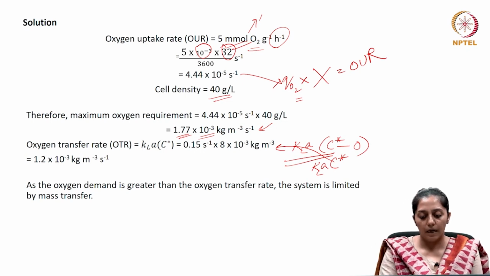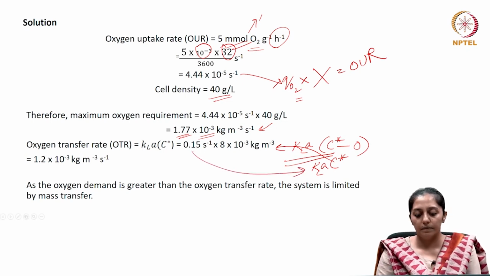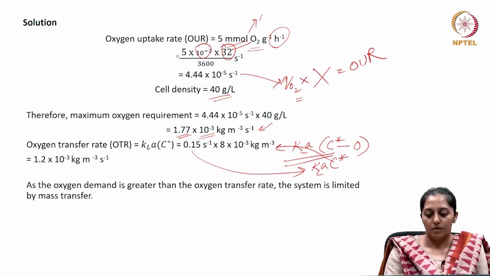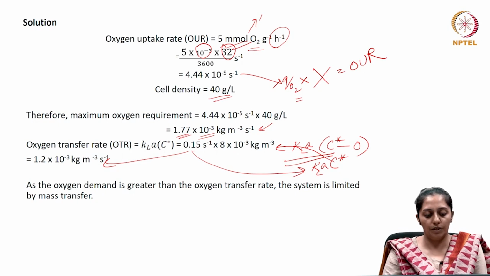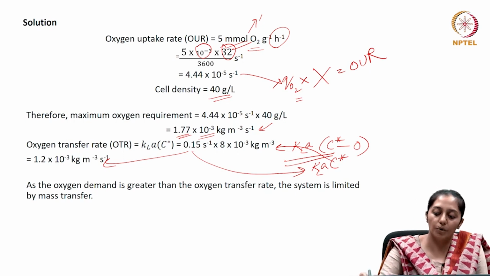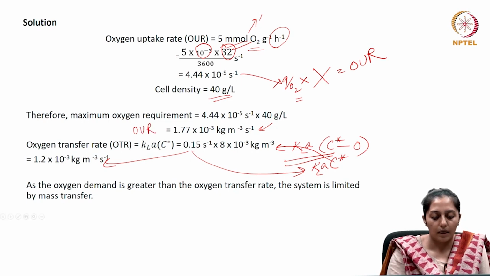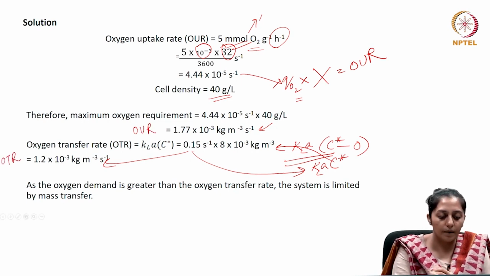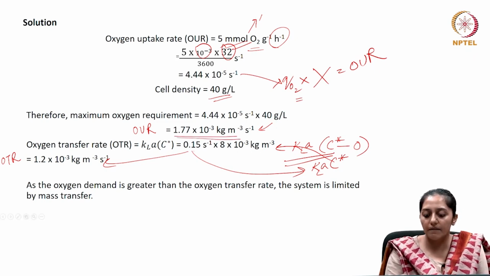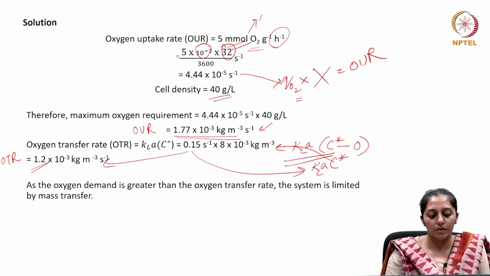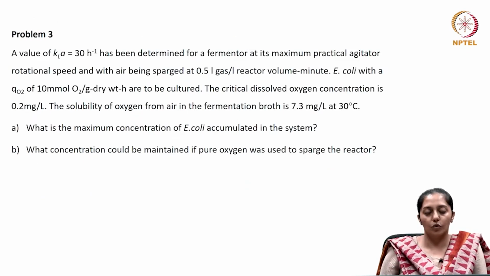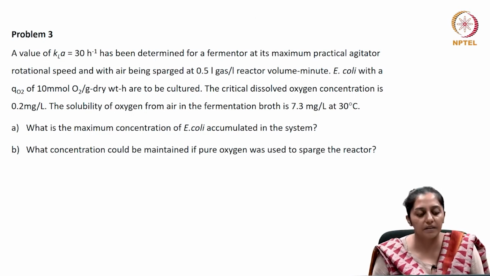Now, C star is given to us as 8 ppm and your KLa is 0.15 second inverse. So, this again gives us 1.2 into 10 to the power of minus 3 kg per meter cube per second. Now, if you compare the OTR with the OUR value, OUR is 1.77 and OTR is 1.2. So, OUR is much higher than the OTR, which means that this system is going to be mass transfer limited. To be specific, oxygen mass transfer limited system.